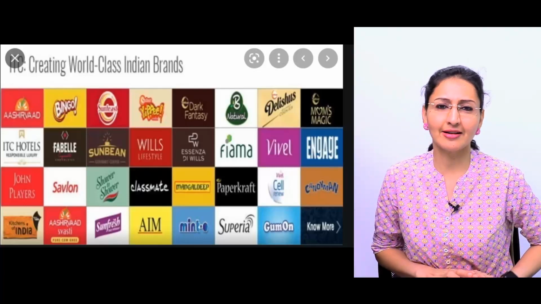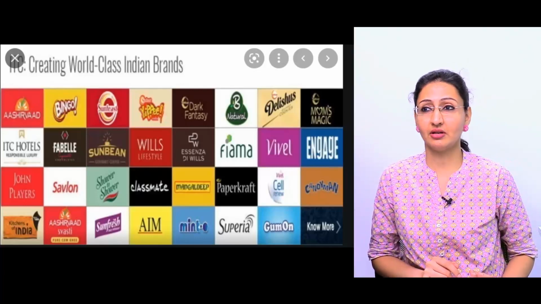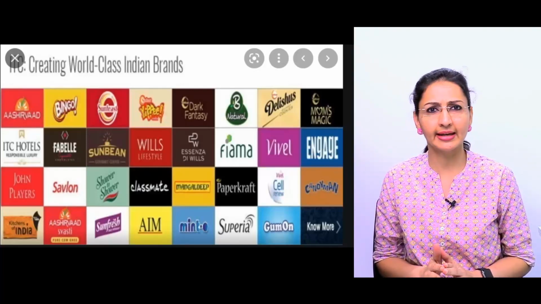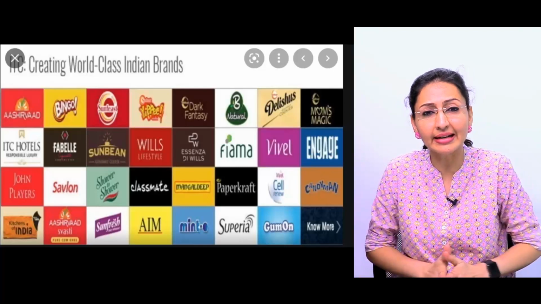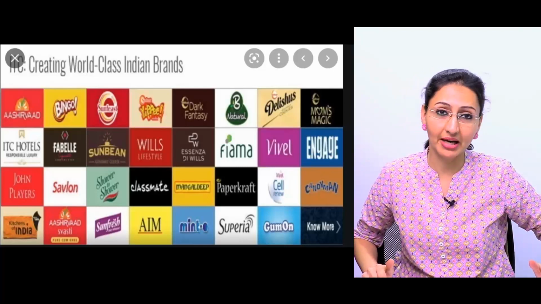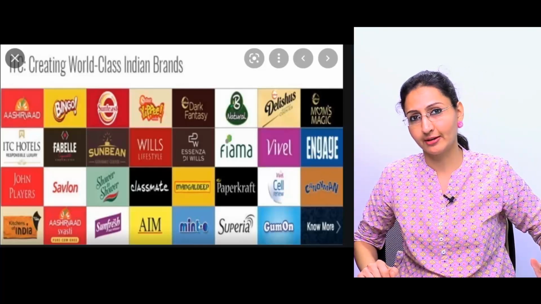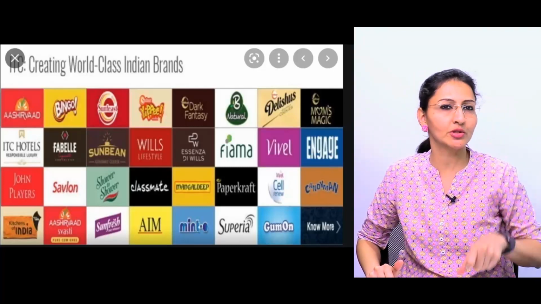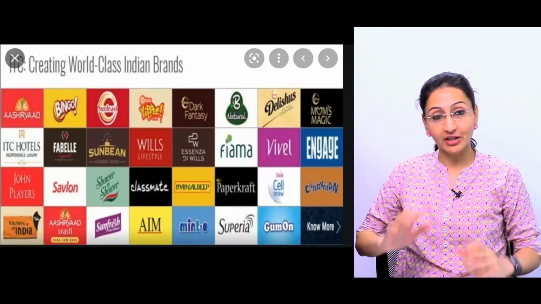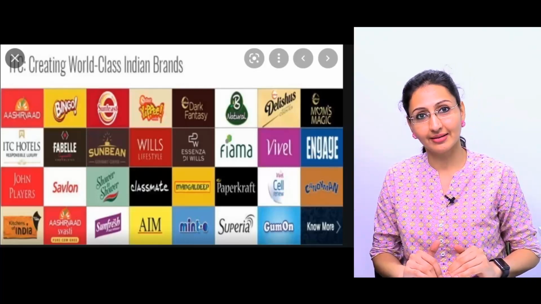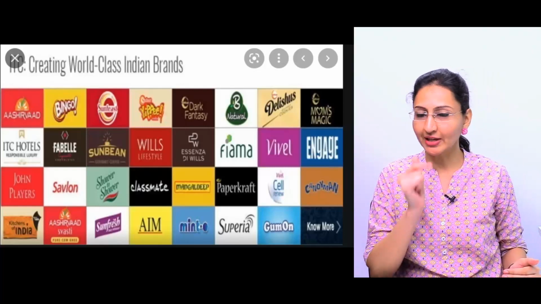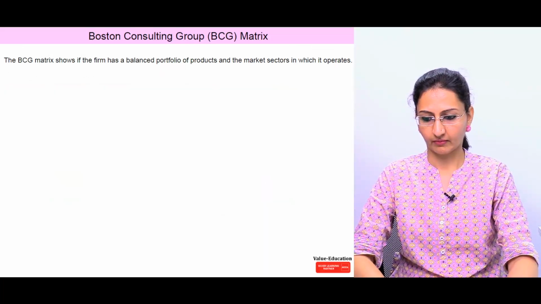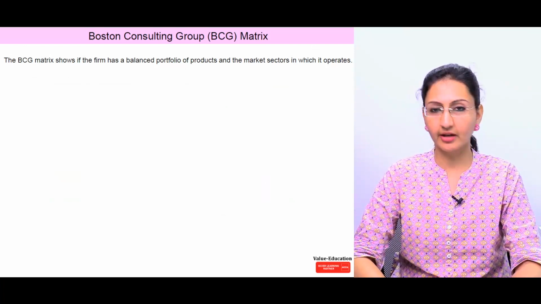That means there are companies who have multiple products in their portfolio, who are selling a great deal of products. Their markets are different, their products are different. Now this BCG matrix is going to help you understand something related to such businesses who have different products which are being sold in different markets also. So let's get back to the PPT again. And here we are, right?